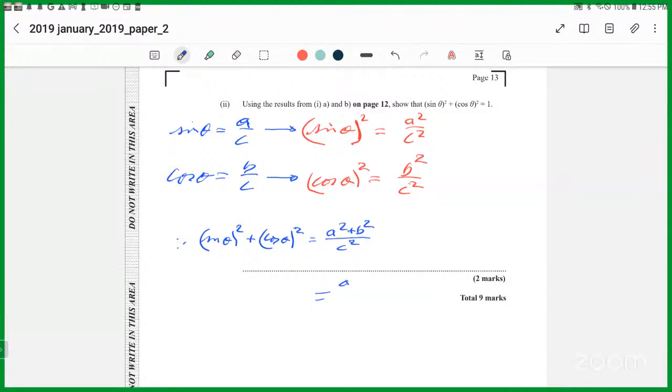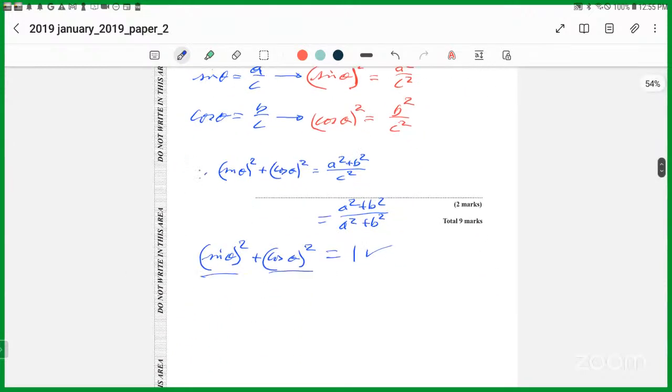So it's A squared plus B squared over C squared, which is the same as A squared plus B squared over A squared plus B squared. If you divide something by itself, it becomes 1. And so you'll see that the sine theta squared plus the cos theta squared is indeed equal to 1.